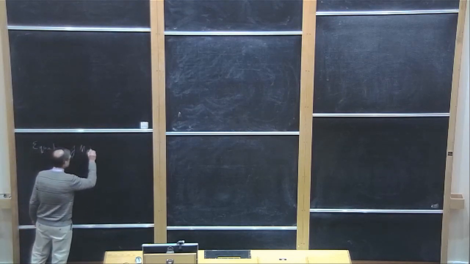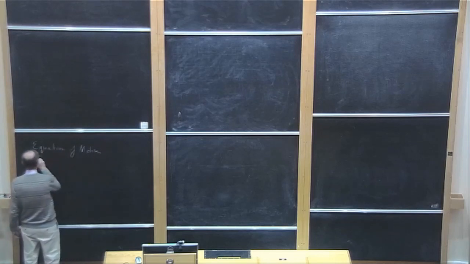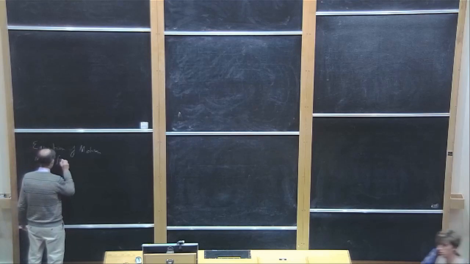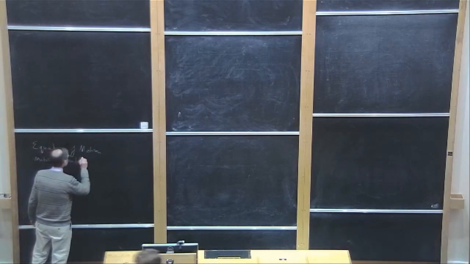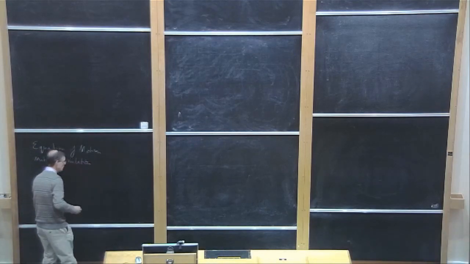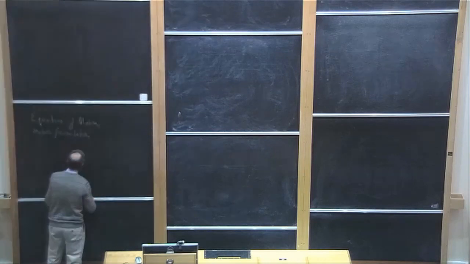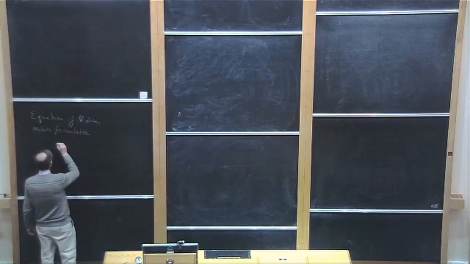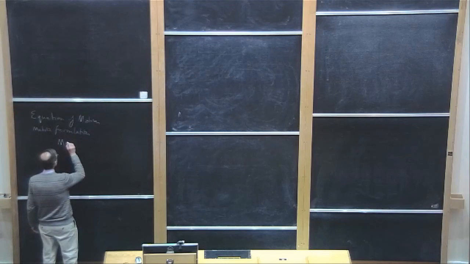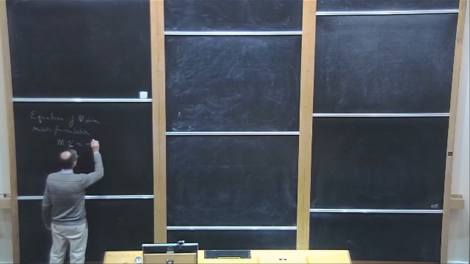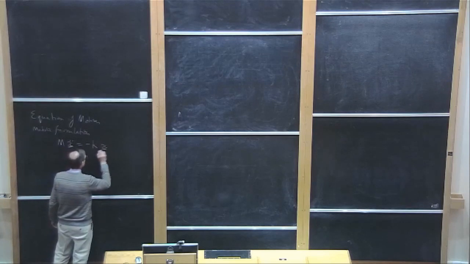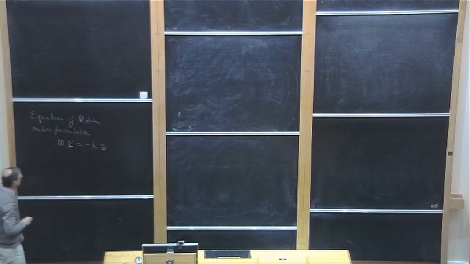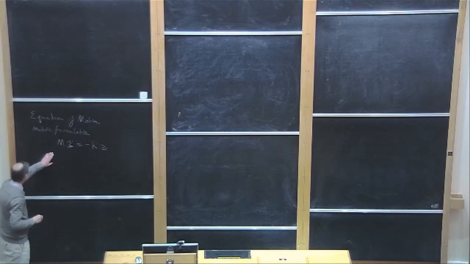the equations of motion, the matrix formulation, and you expect the matrix formulation to look something like M x double dot equals minus K x, where M and K are matrices. M might be a diagonal matrix.